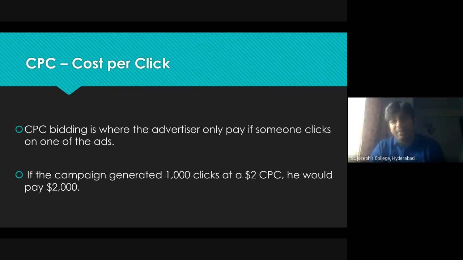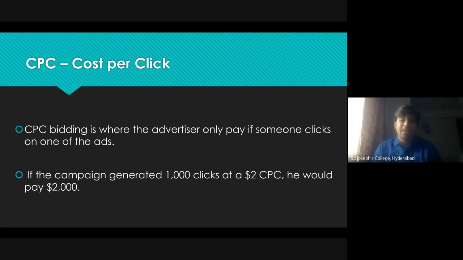Next, the second type of online advertising we have is CPC. So what is CPC? It is cost per click. In CPM, we talked about billing being done based on the number of impressions. Here we are talking about billing being done only when the viewer or user clicks on a particular ad. So that is CPC.